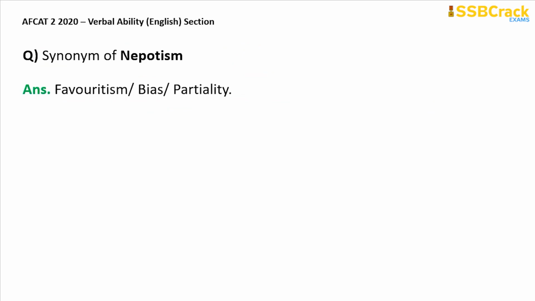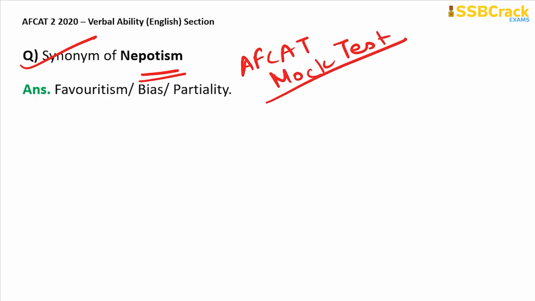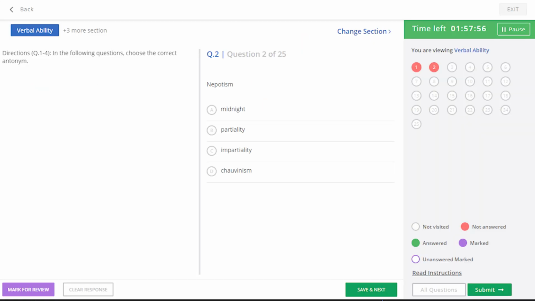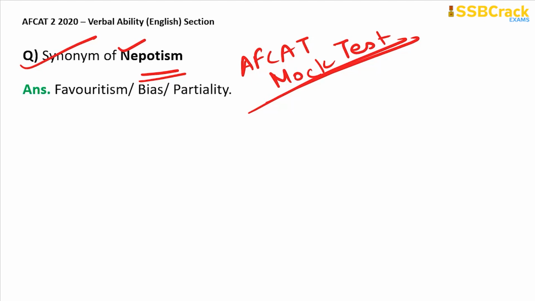The next question is synonym of nepotism. This word I had already included in the Afcat mock test. So those of you who have taken our Afcat mock test series have come across this word, nepotism. And the synonym of nepotism, that is the meaning of nepotism, is favoritism or bias or partiality. Favoritism, bias or partiality is the synonym of nepotism.